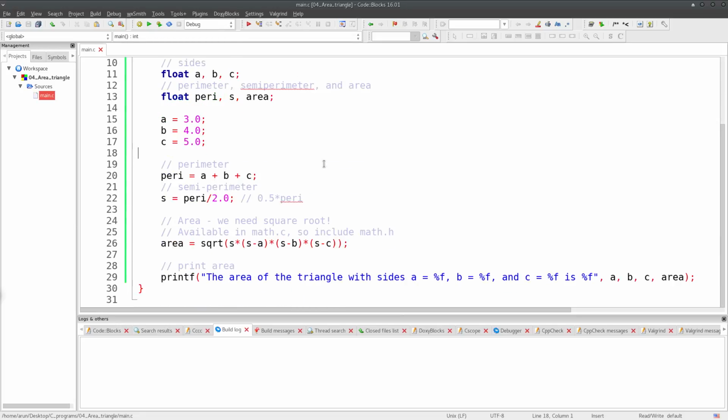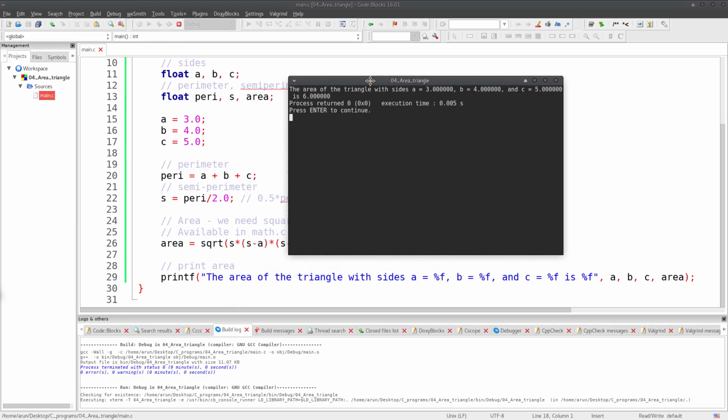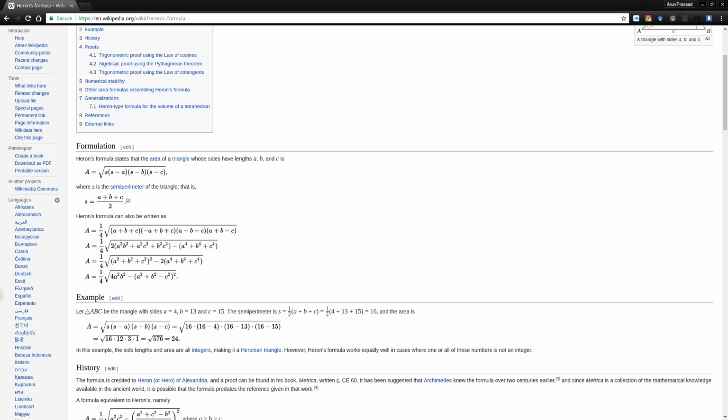Now this program is officially working, so let's compile this. No warnings, no errors, good. And now if I run this, there we go. It says the area of the triangle with sides a equals 3, b equals 4 and c equals 5 is actually 6. Perfect.